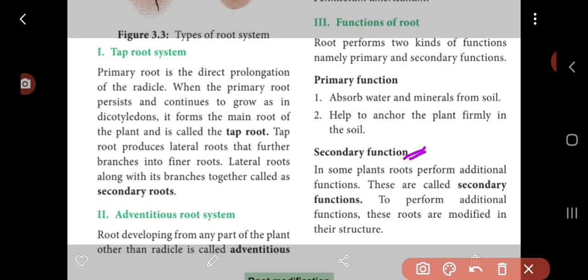So we are going to see the secondary functions in detail. That is, modification of root. That is modification in structure, which we call root modification. Okay, we will see in detail.